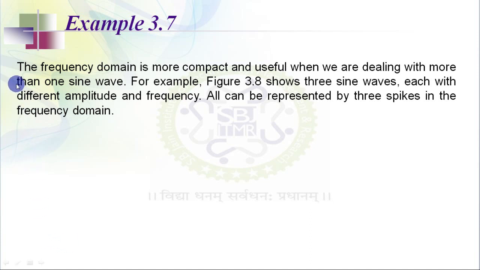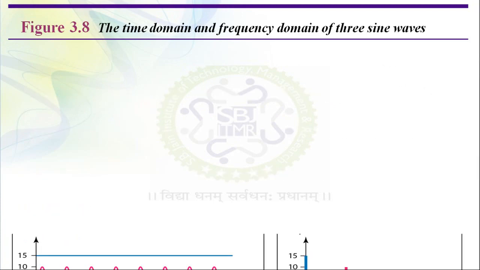So here we saw that the frequency domain is more compact and useful when we are dealing with more than one sine wave. Here we are going to consider more than one sine wave, and we will see how to represent it in the time domain and in the frequency domain. For example, figure 3.8 shows three sine waves, each with a different amplitude and frequency. All can be represented by three spikes in the frequency domain. So we discuss this figure.